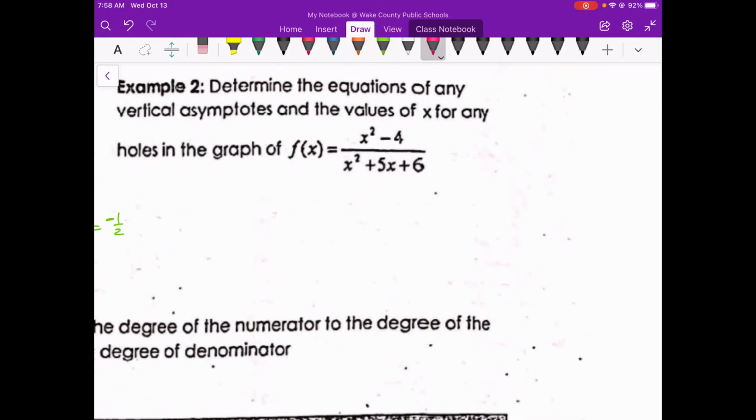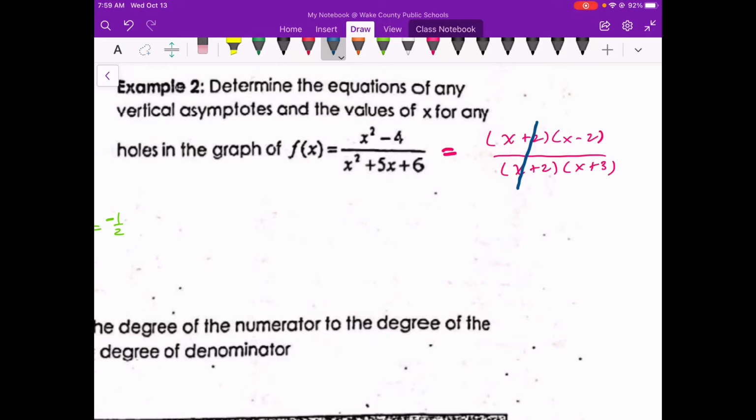Again, our first step is going to be to factor. X squared minus 4 is the difference of two squares, x plus 2, x minus 2. And then the bottom, x squared plus 5x plus 6, we can factor as the factors of 6 that add up to 5, which would be x plus 2, x plus 3. All right, now we see that we've got x plus 2 and x plus 2 that would cancel because they're the same, top and bottom.